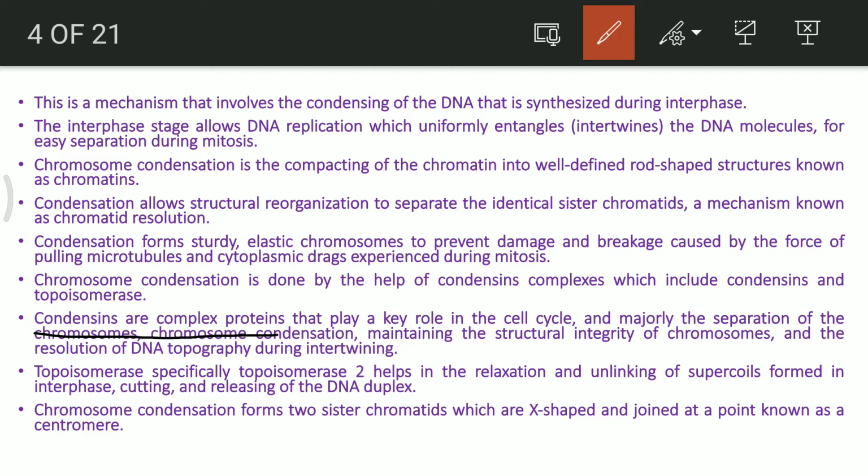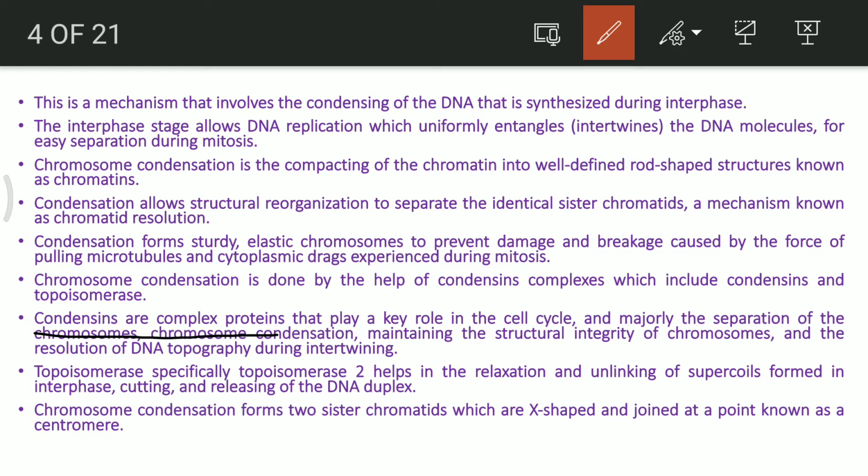Chromosome condensation maintains the structural integrity of chromosomes and the resolution of DNA topology. Topology is the structure during intertwining, that is entangling amongst each other. Topoisomerase is an enzyme which helps in providing stability to the newly formed structure. When two sister chromatids are close together, it means they definitely have some pull towards each other. Now when they are getting separated, at that time this topoisomerase binds around them and stabilizes both the structures.